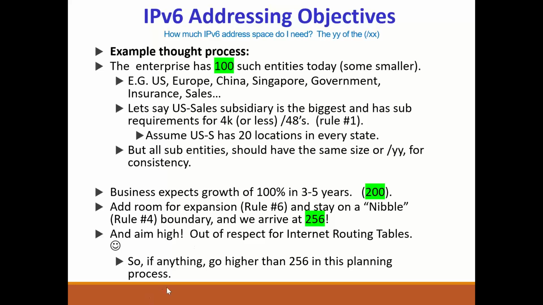Okay, so now pausing for just a second, what we said is we talked to the business and we found out what they're going to do, and they forecasted a growth of 100%. In other words, we're planning to double in the next 3 to 5 years. So now all of a sudden we take that 100 number. We have 100 of these entities today. We're going to grow 100%.